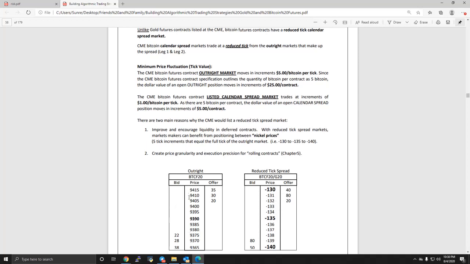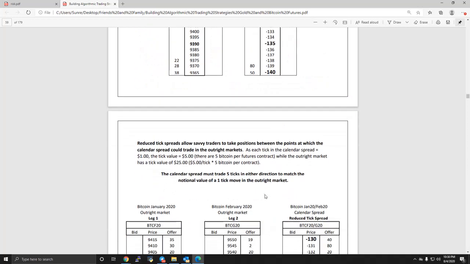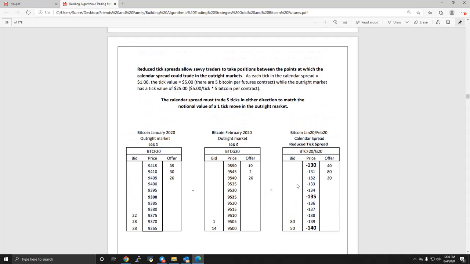But the synthetic spread that we can create in Bitcoin outright markets can only be in increments of $5. So I could make a spread for minus 135. I could make a spread for minus 130. I could make a spread for minus 140 synthetically in the outrights. But in the calendar spreads, if I so choose, I can bid and offer in between the nickel prices. And this presents some very interesting opportunities.